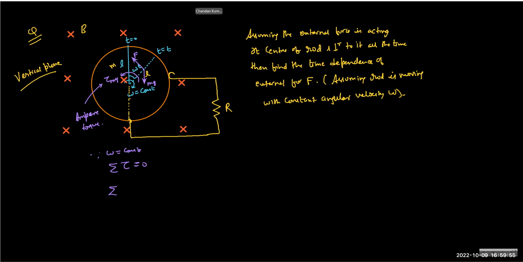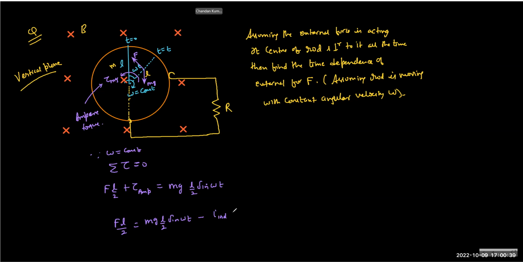And now since net torque is zero, what can we write? Torque of F will be F into L by 2. I'm taking that as positive. The Ampere torque will also be in the same sense, but the gravity torque will be opposite, right? mg into L by 2 sine omega t, isn't it? So F L by 2 will be mg L by 2 sine omega t minus the Ampere torque. And how much was the Ampere torque, if you remember?